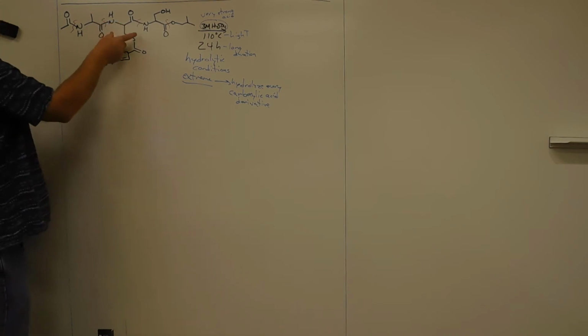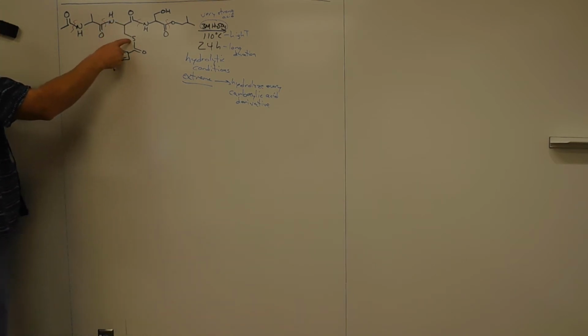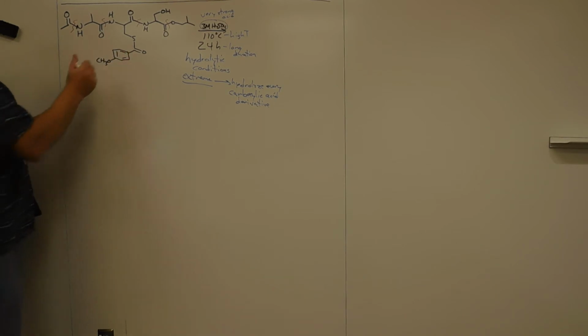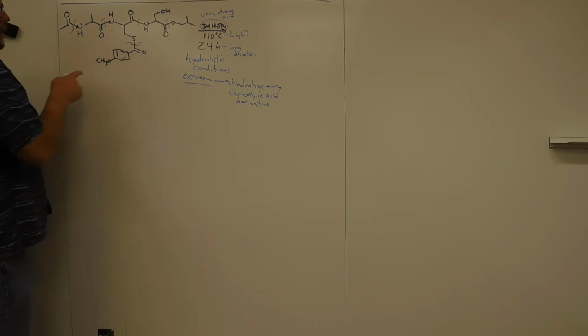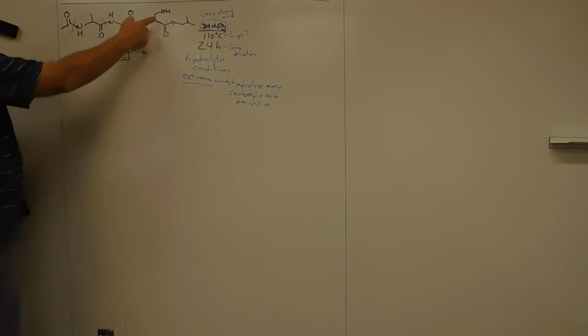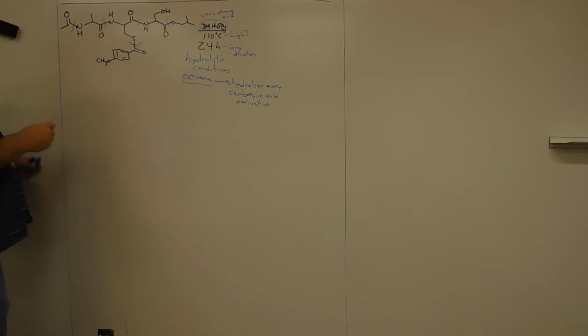And down here, the amino acid that's right here is cysteine, which would normally have an SH, but we've acylated it with paramethoxybenzoyl. And so we're going to hydrolyze that. All right, OCH3, nothing's going to happen there. OH, nothing's going to happen there.